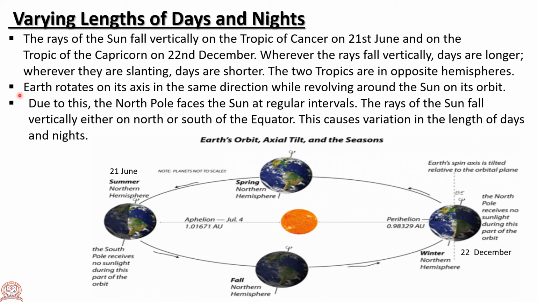Earth rotates on its axis in the same direction while revolving around the Sun on its orbit. Due to this, the North Pole faces the Sun at regular intervals. The rays of the Sun fall vertically either on north or on south of the equator. This causes variation in the lengths of days and nights.